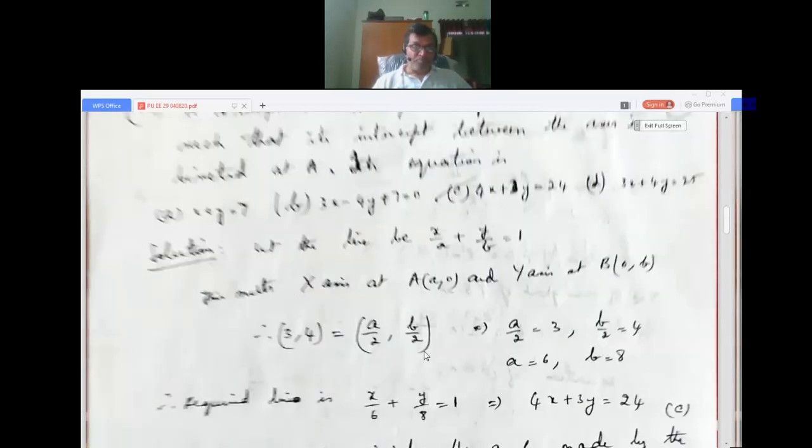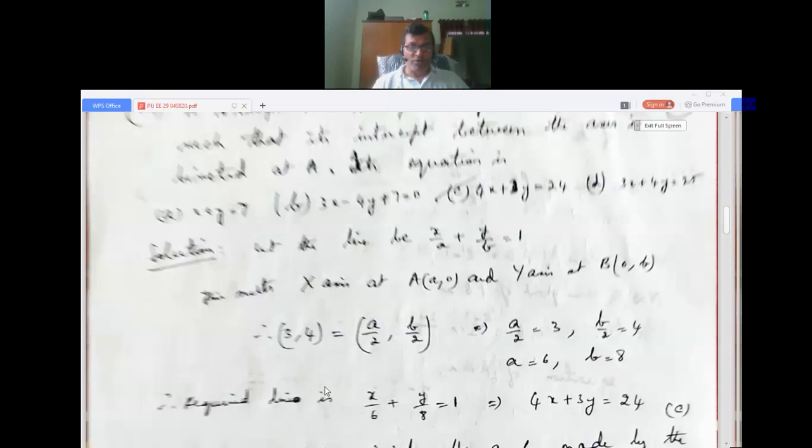Okay. So for the solution, let the line be x by a plus y by b equals 1. This line meets the x-axis at a comma 0 and the y-axis at 0 comma b. So we get 3 comma 4 is equal to a by 2 comma b by 2.